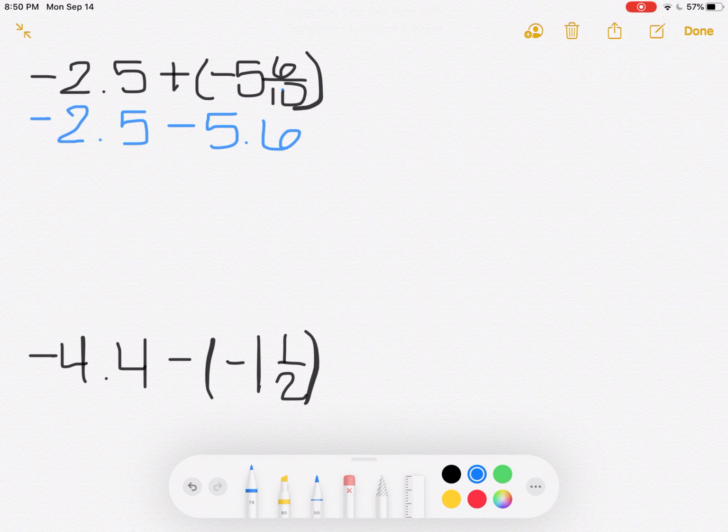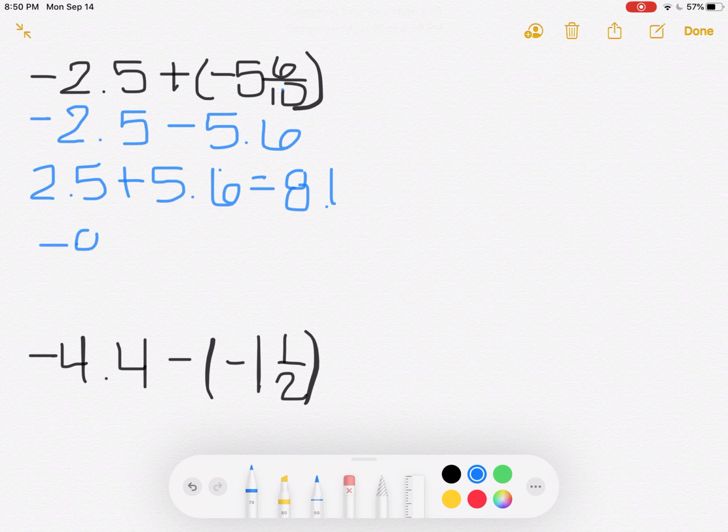So if we take 2.5 plus 5.6, hopefully you're going to work this out, but I'm just going to give you the answer here. And we are going to get 8.1. And then because we have two negatives, our final answer is going to be negative 8.1.